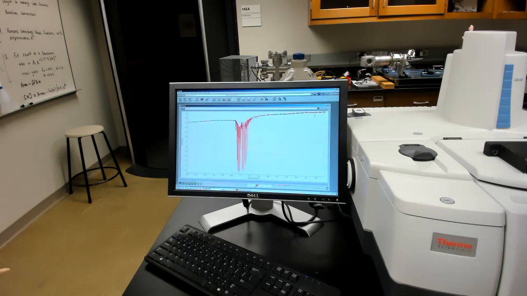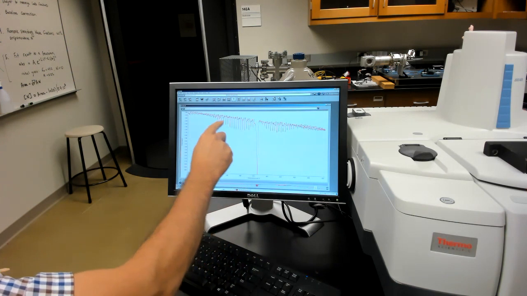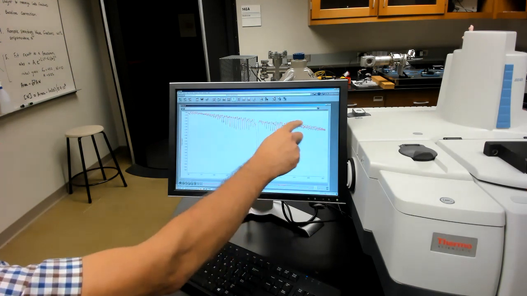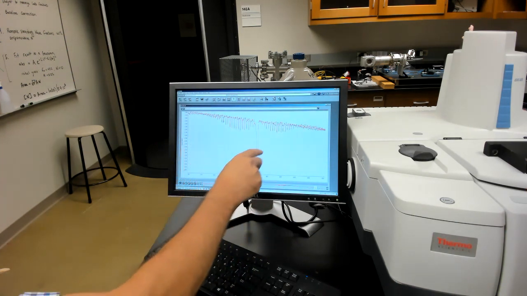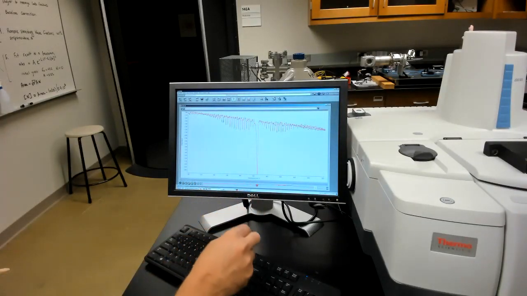In addition, let's scan over here and take a look at the low frequency band, the band around 600 wave numbers. And zoom in on that. Let me rescale this. There we go. Now what's interesting here is that once again we see the double set of lines, one on the low frequency side, one on the high frequency side. But in this case we see something else, a strong absorption line in the center.